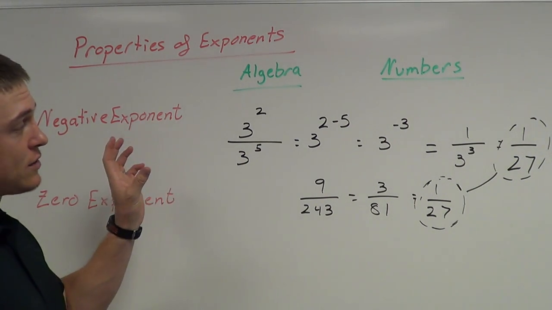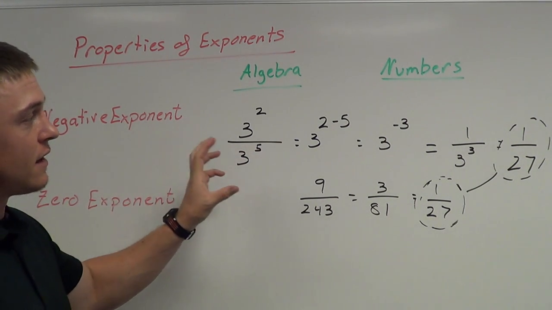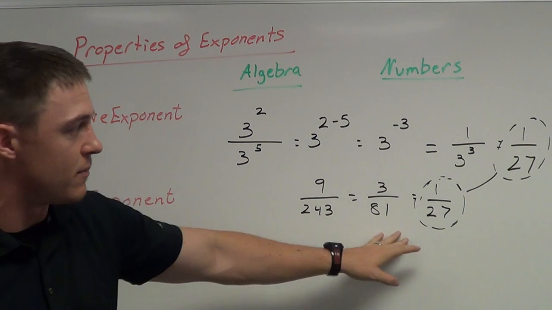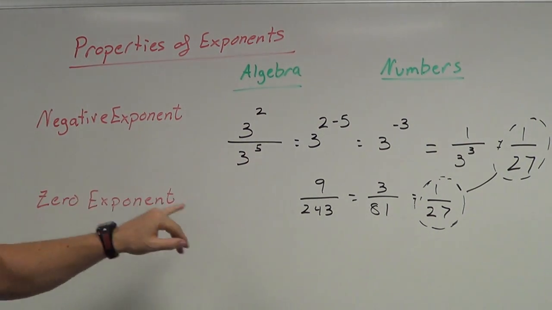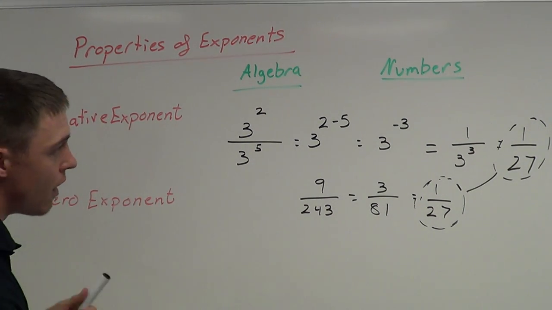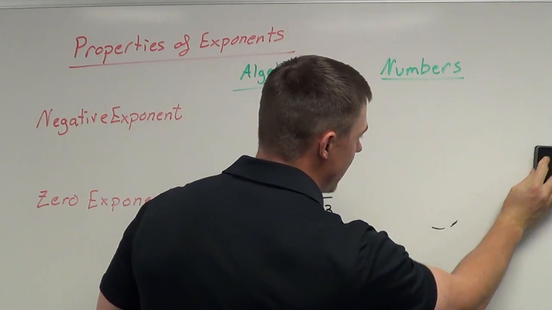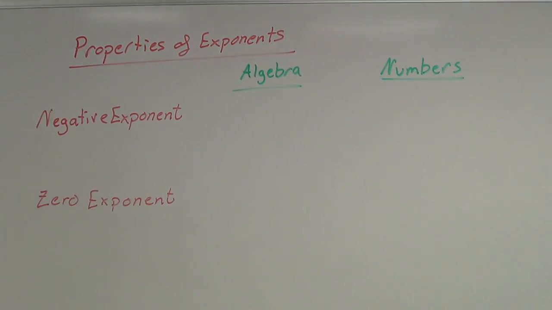Now the thing is, once we start introducing variables into this, we can't really use fractions, we can't be reducing, so we're forced to use this negative exponent property. Okay, so that's where negative exponents come from. So let's actually get into the algebra behind this.